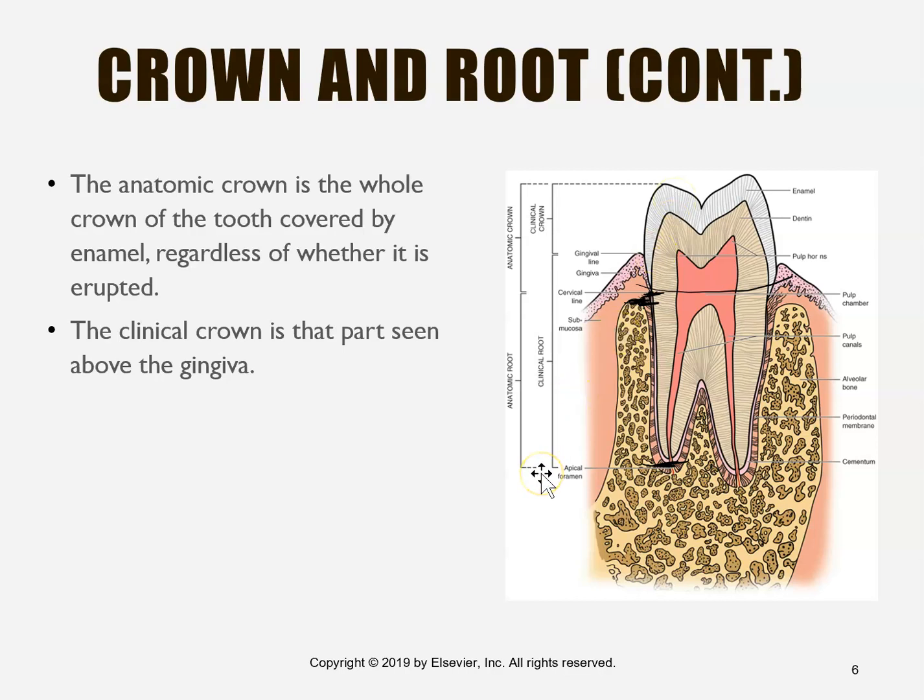Same thing with anatomic root. When we look at the anatomic root, the root actually starts from where the CEJ is till the very end where the apex is. But clinically, we might say the root starts from what we can't see, so from the gum line all the way to the bottom. So the clinical root is what you cannot see clinically.